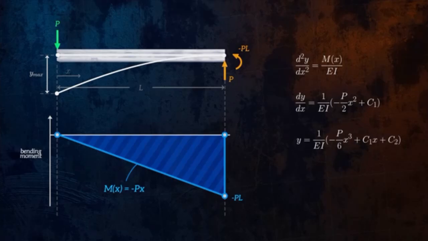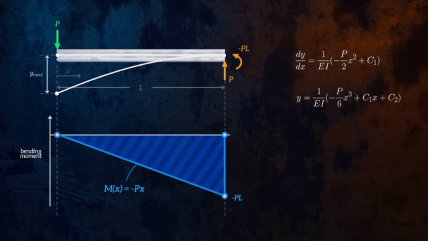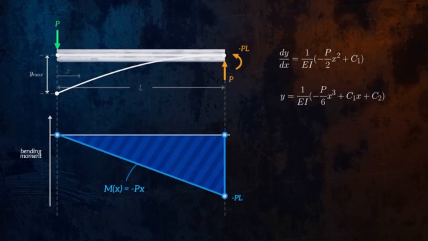And so we now have an equation that defines the deflection y of the beam. The only problem is that we have two unknown constants. Fortunately, we can use what we know about the deflection and the slope of the beam at the support to calculate C1 and C2. At the fixed end, the beam cannot rotate, so the slope dy/dx must be equal to 0.